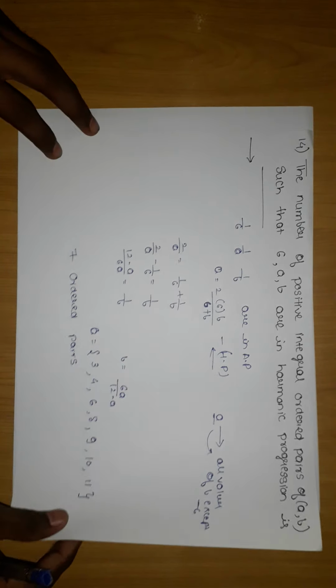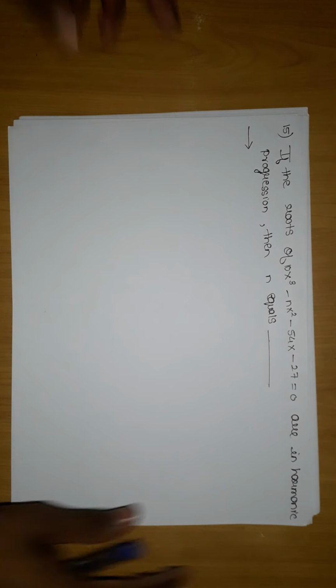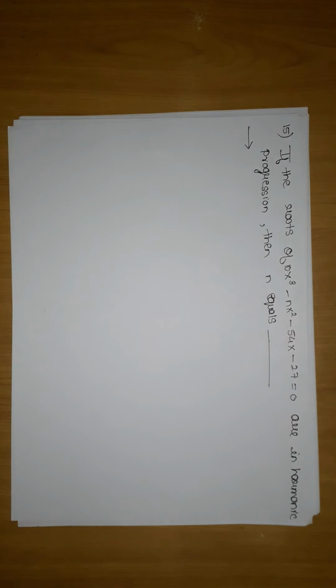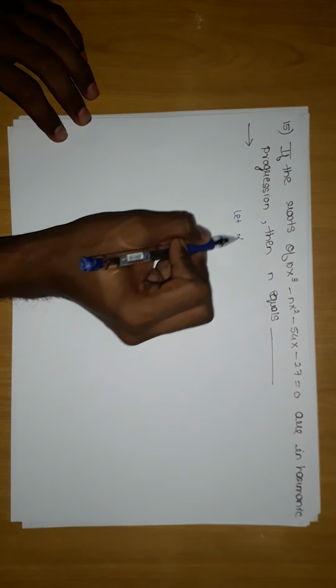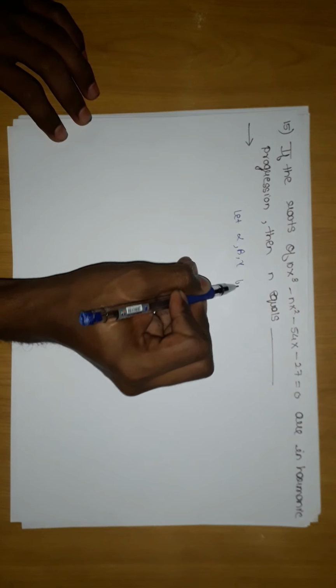Okay, now let's move on to the next question, which is question number 15. It is as follows: if the roots of 10x cube minus nx square minus 54x minus 24 equals 0 are in harmonic progression, then n equals what? So let alpha, beta, gamma be the roots.